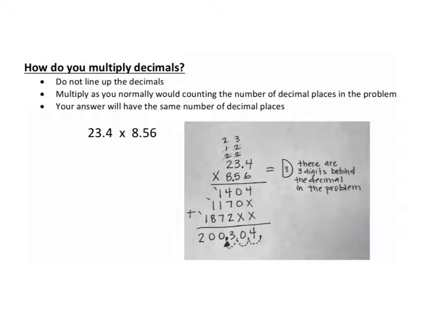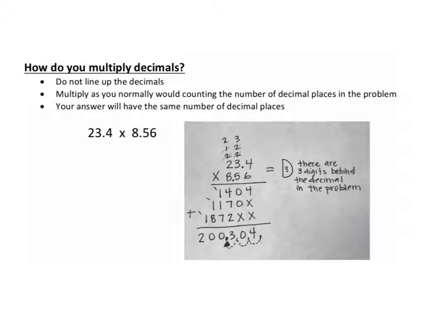Now we have our third number, so we're going to put 2 x's for our place value. 8 times 4 gives us 32. We put the 2, we carry the 3. 8 times 3 is 24, plus the 3 is 27. So we put the 7, carry the 2. 8 times 2 is 16, plus 2 is 18.